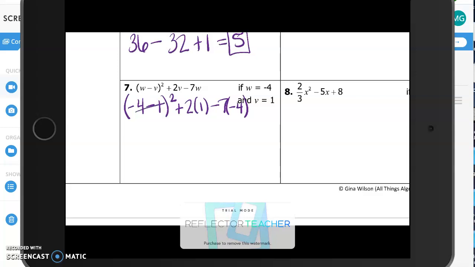-4 minus 1 is -5. In parentheses squared is positive 25. So make sure you keep that -5 in parentheses when you square it.